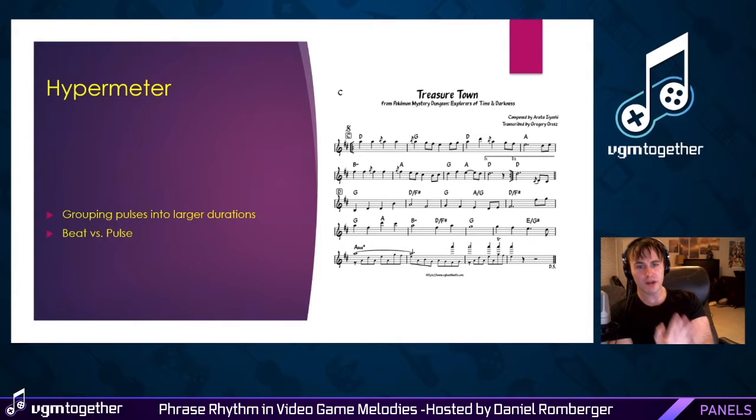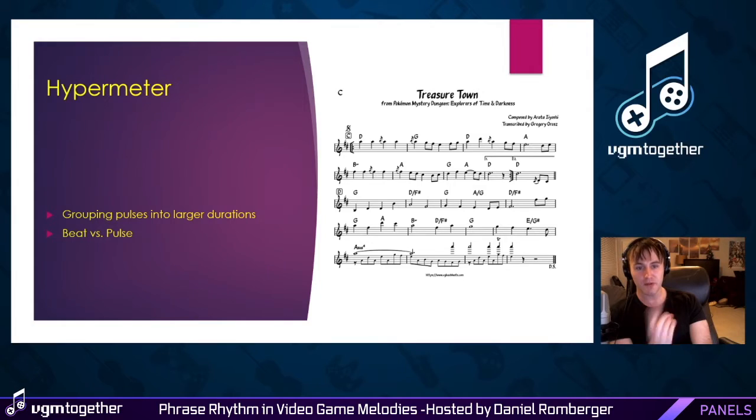Hypermeter is grouping pulses into larger durations. The question is, what is a pulse? Well, the pulses were what you guys were just clapping. Those are both kinds of pulses. So if you're doing one of those, then you're clapping along with the hypermeter.